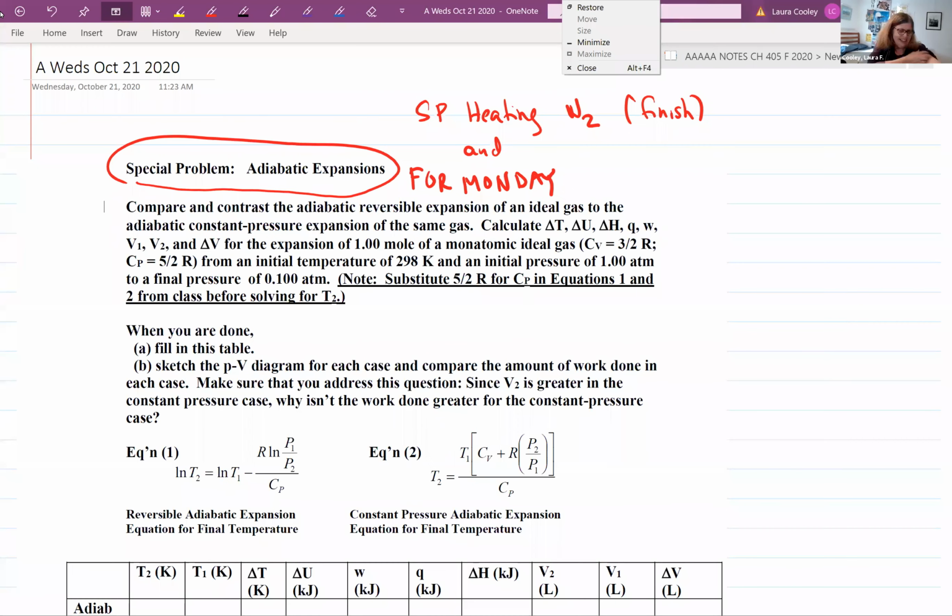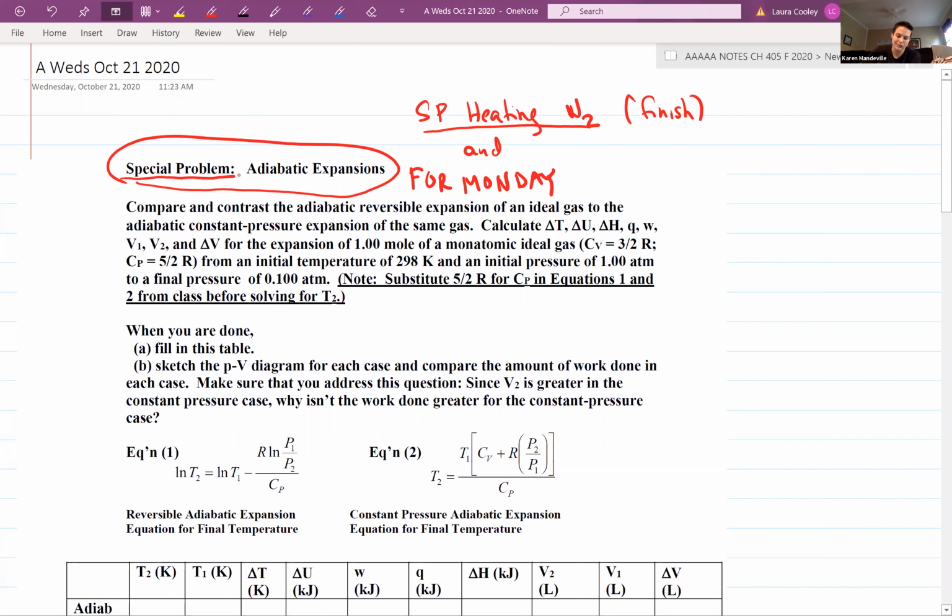So what I'm showing you here is this special problem that I asked you to do for Monday. There's two things for Monday: the heating nitrogen and the adiabatic expansion special problem.